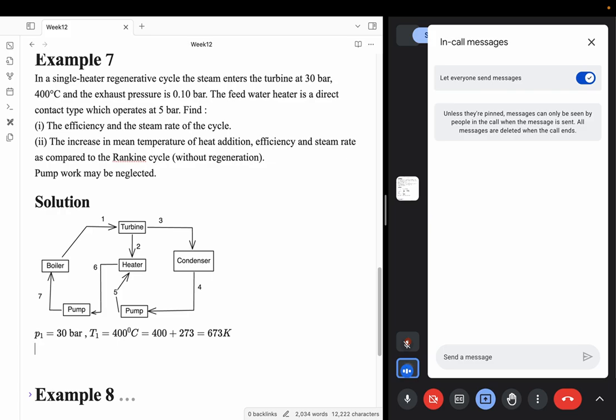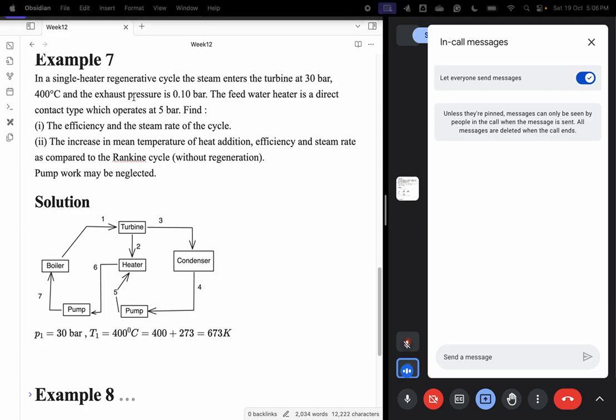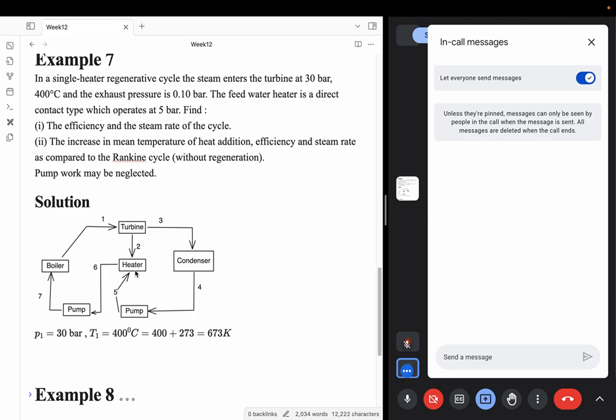And what else is known? The exhaust pressure. Exhaust pressure is the pressure at the outlet of your turbine, that is P3. So P3 is also given as 0.1 bar. Do I know the value of P3, which is something that is not provided here directly?